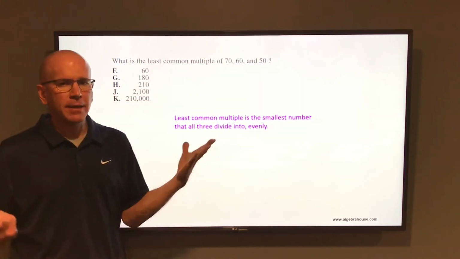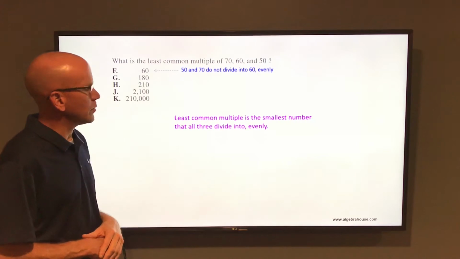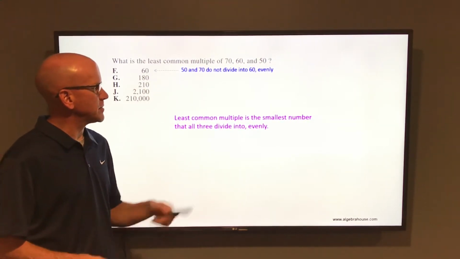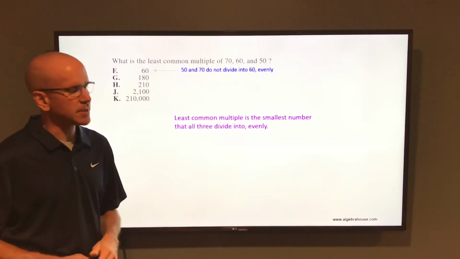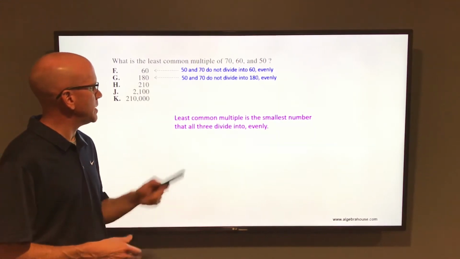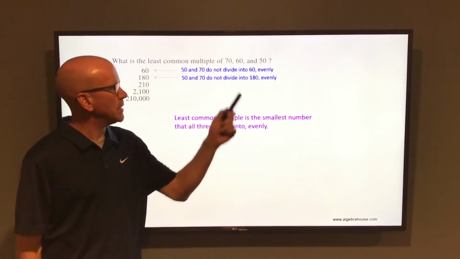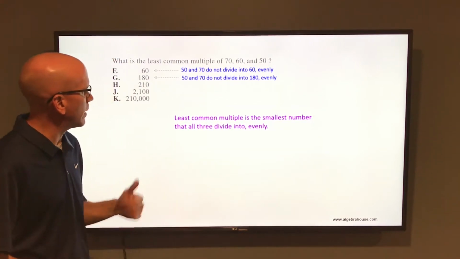I would just eliminate answers. About the easiest way to do it. There's really no equation to solve or anything here. Take that first answer, 60. 50 and 70 obviously do not divide into 60, so throw that one out. Go to letter G, 180. 50 and 70 do not divide into 180. 60 does, but 50 and 70 don't, so that one is gone.